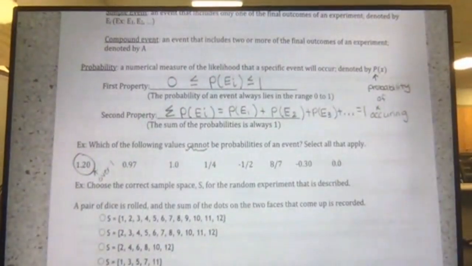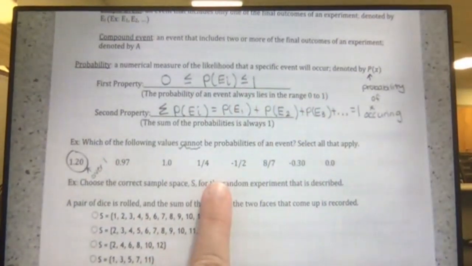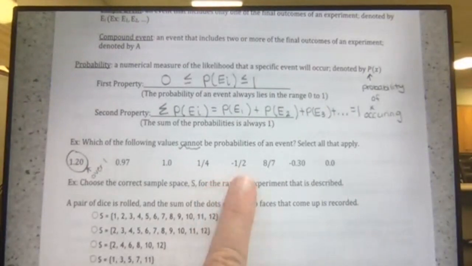0.97, that's fine, in between 0 and 1. 1.0, that's fine. 1's included. It could be 1. 1/4 is the same thing as 0.25. That's in between 0 and 1, so it's okay.